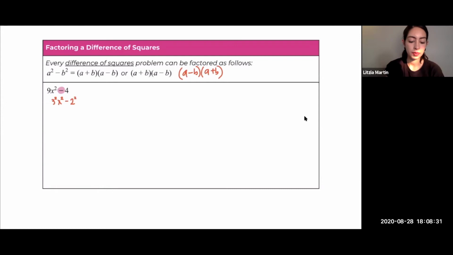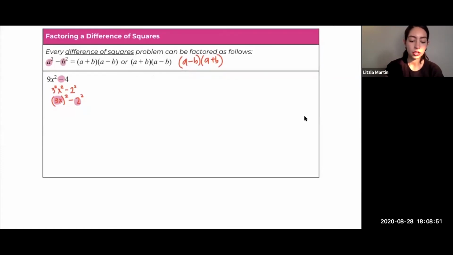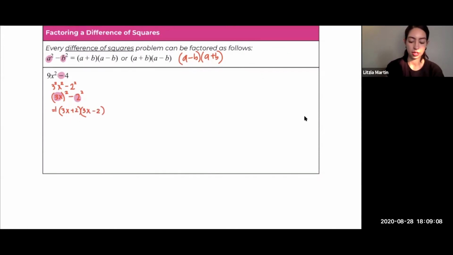And what I will do, I will put those together in parentheses. So this tells me that the 3x in this case is the a, and the 2 is my b. So from here, all I need to do is follow the pattern. A plus b, so 3x plus 2, times a minus b, 3x minus 2. And now this is factored completely.